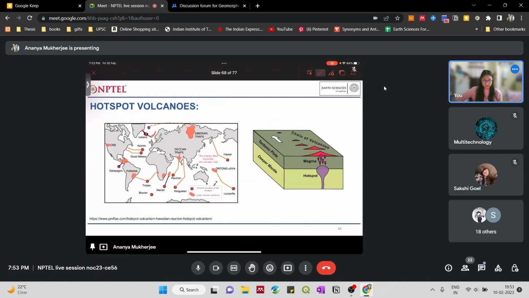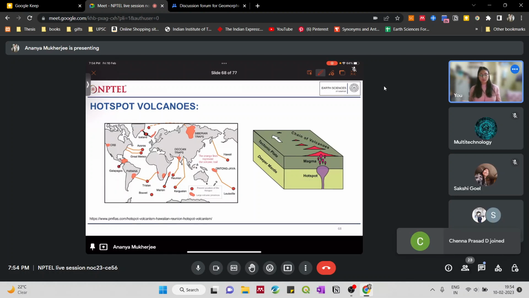Now we come to the last topic. This is not related to any plate boundary movement, but it shows us hotspots, or volcanoes that are found in the ocean area. It is giving us an indication that the plates are actually moving.